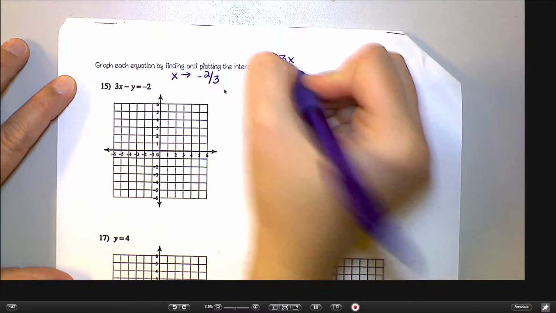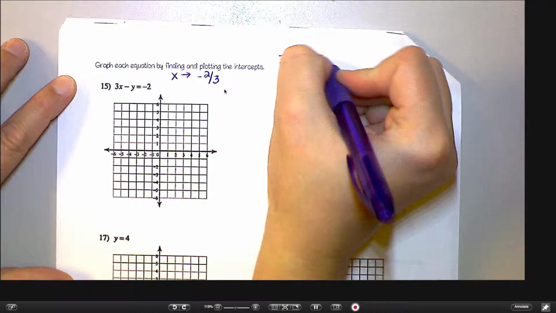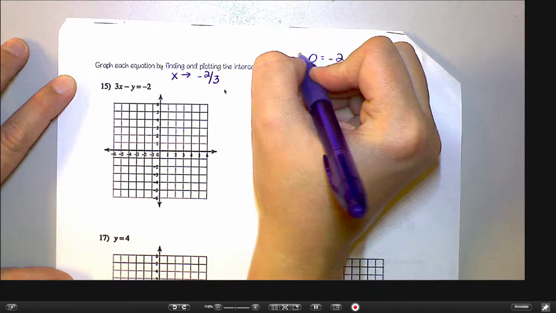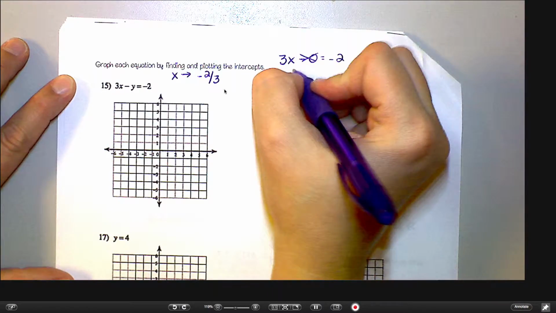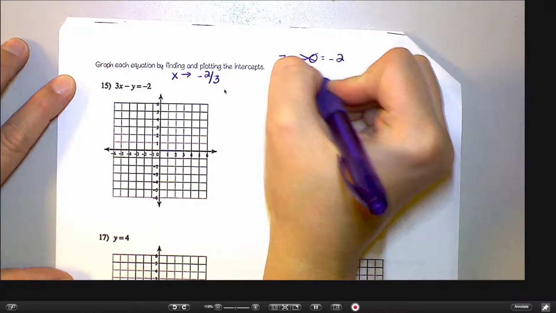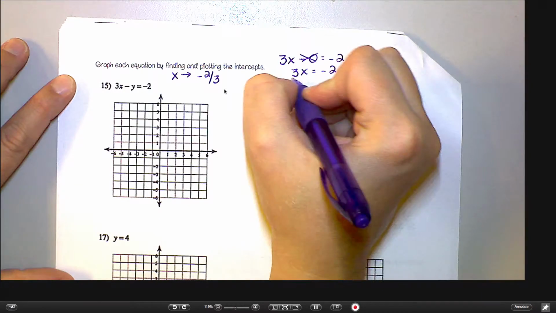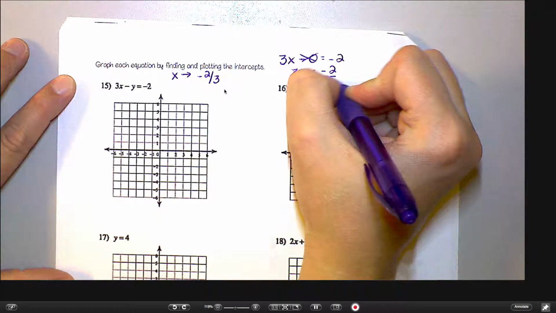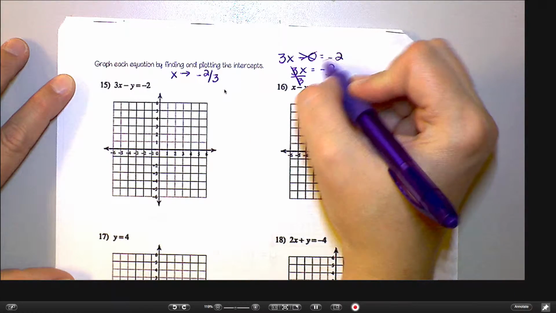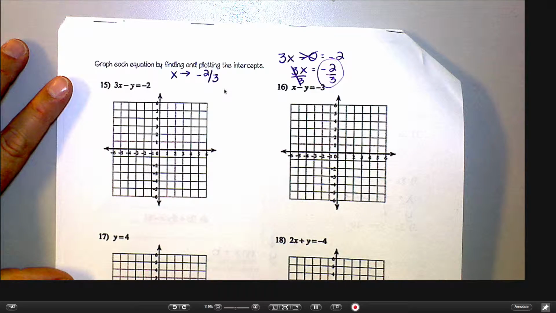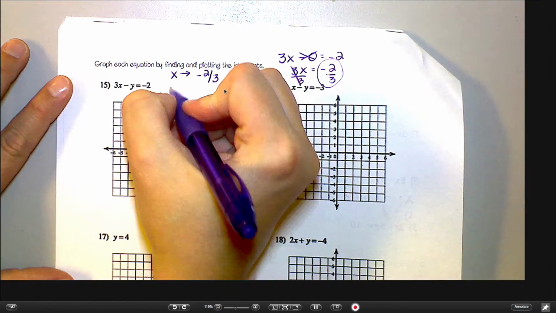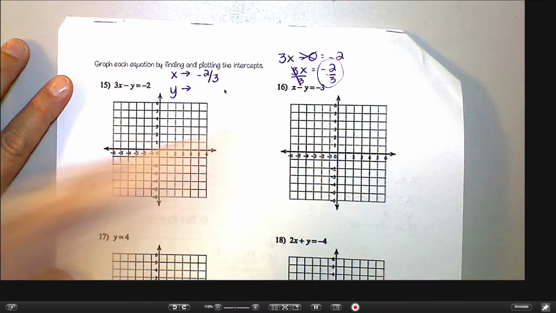3x minus 0 equals negative 2, and the minus 0 I don't really need. So I have 3x equals negative 2. And then to solve, I would divide by 3. So I would end up with x equals negative 2/3. Seeing where that comes from now? So that's my x-intercept. For my y-intercept, what do I do?